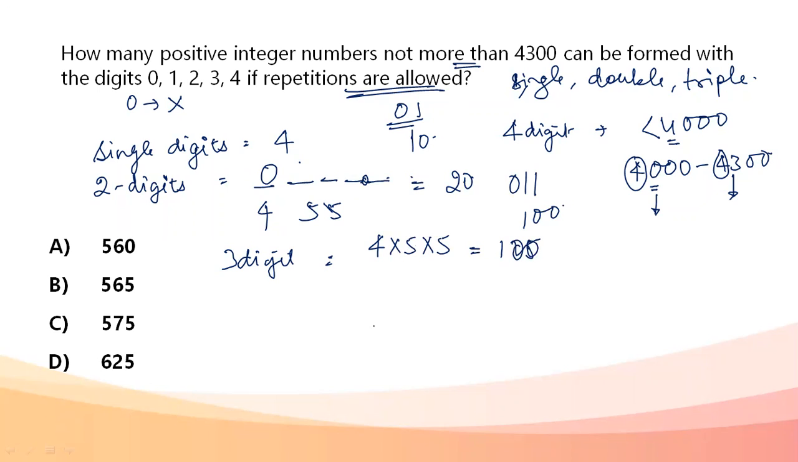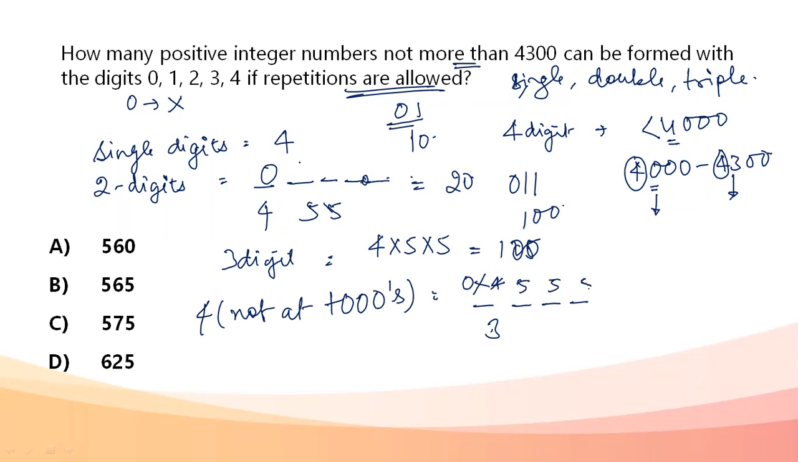Now next, when 4 is not at the thousands place, we are going to consider those cases first. At the thousands place 0 cannot come, 4 cannot come. Options available become 3. But the next places can have 0, 1, 2, 3, 4. So this becomes 3 into 5 into 5 into 5, that is 125 into 3. Number of ways becomes 375.